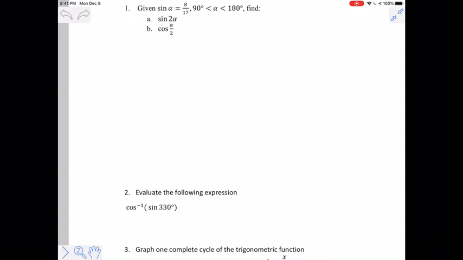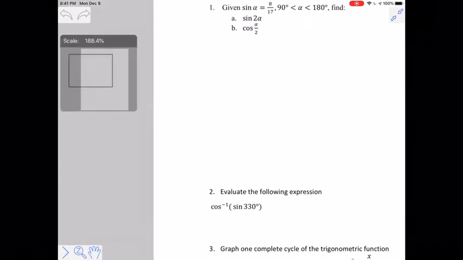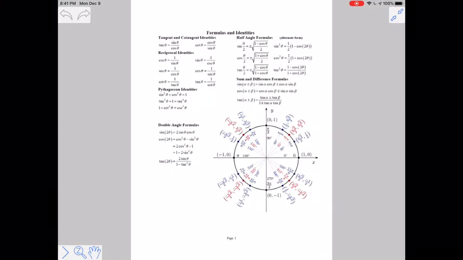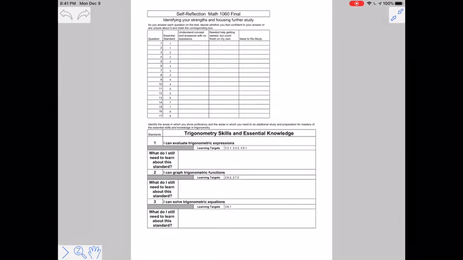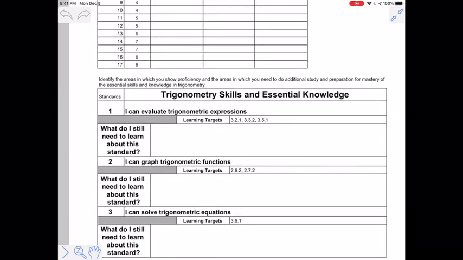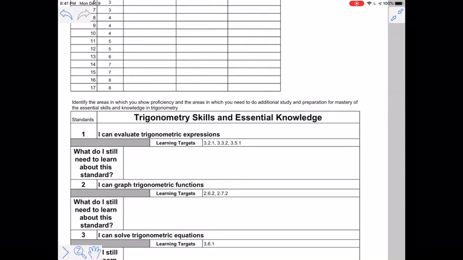There were quite a few different types of evaluating, and you can see from where we are here, right here, evaluating trigonometric expressions. There were quite a few different learning targets there. So just keep that in mind.